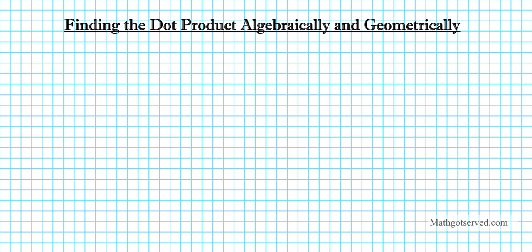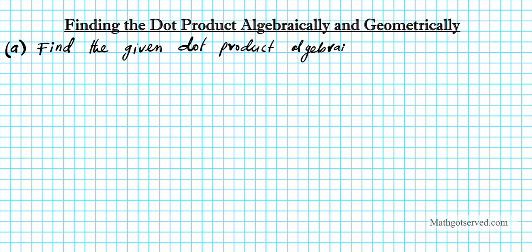So for part A, what we're going to do first is find the given dot product algebraically and state the meaning of your result.